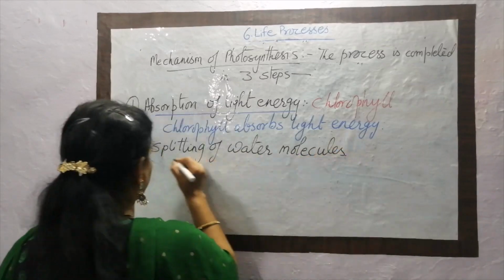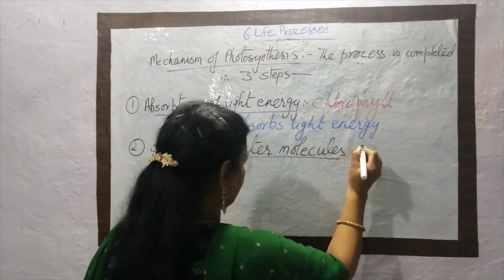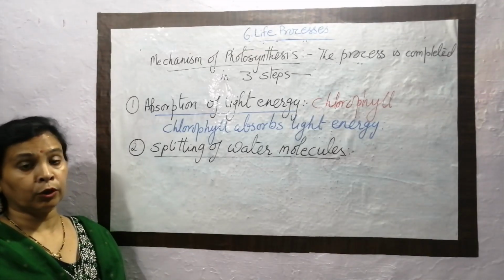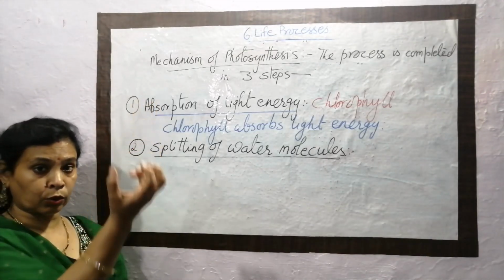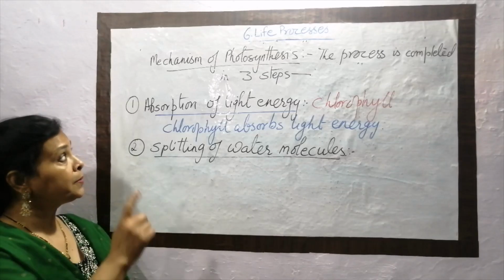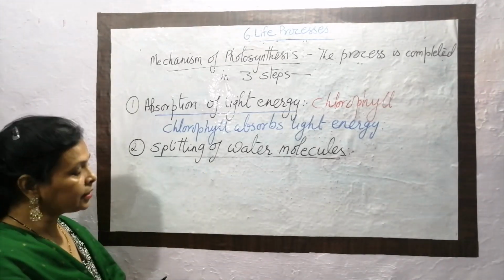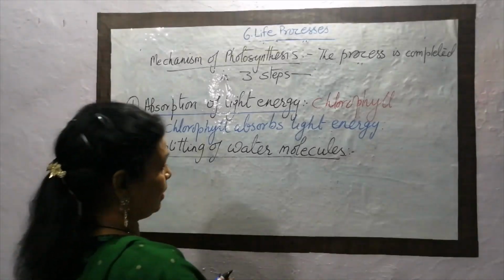Water molecules, I also told you. Let us suppose water is already present in the leaf. So what is the role of sunlight here? Chlorophyll, what did it do? It fully absorbed the sunlight. Now what will sunlight do? It splits the water molecule. Okay? That is the function performed by the sunlight.